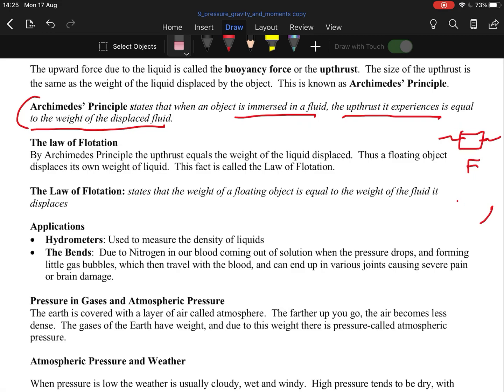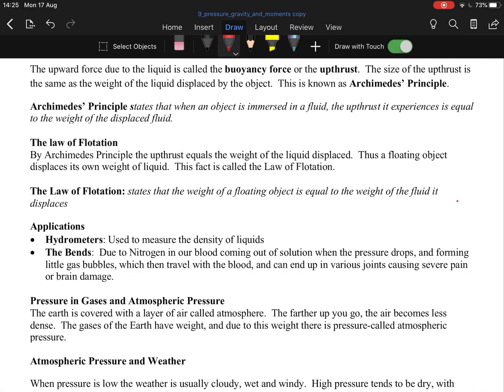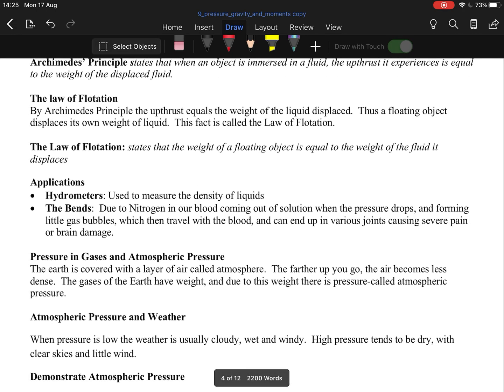Now that's that one. You need to remember that one. That can get asked, and it sometimes pops up as a question. The law of flotation: a floating object has to displace its own weight. So in other words, the weight of an object is equal to the weight of the liquid it displaced, basically. That's basically it for this, stuff now from junior cert.